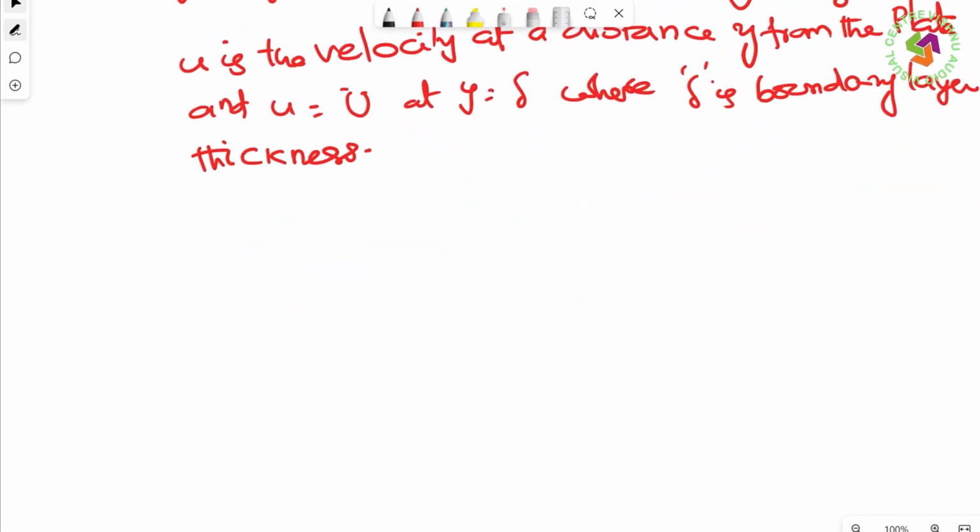So this is the question. The distribution given is u by capital U equal to y by delta. It is nothing but v by capital V, the same thing. Y is the distance measured from the boundary and delta is the thickness of the boundary layer. First, displacement thickness.